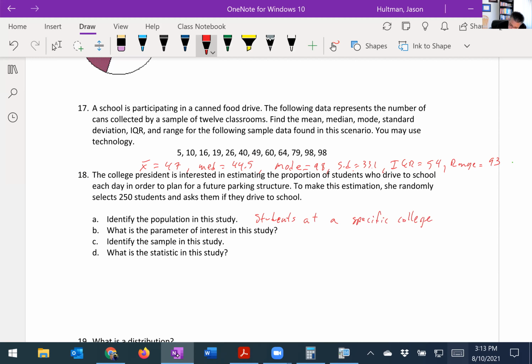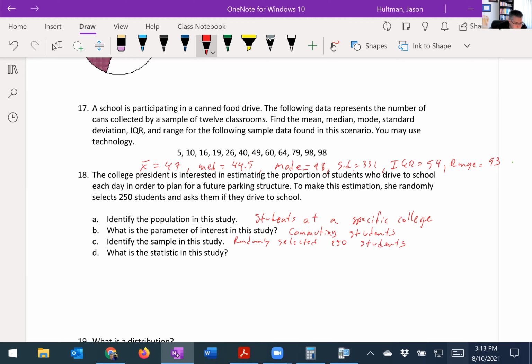Okay, what is the parameter of interest? Okay, the parameter of interest is how many students commute, or the commuting students. Okay, identify the sample. The sample is the 250 students that were randomly selected.